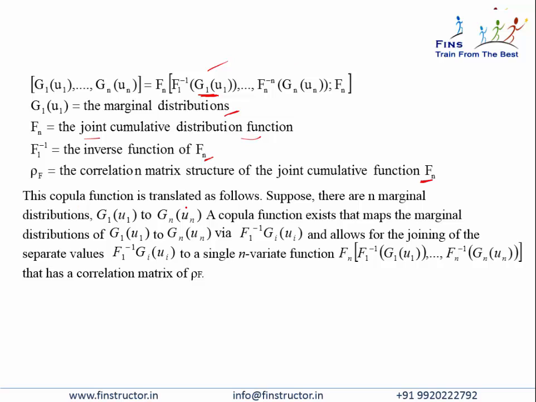So this copula is defined as follows. Suppose there are n marginal distributions, that is, n individual distributions. A copula function exists that maps the marginal distributions via this inverse function and then allows for the joining of the separate values to a single n-variate function that has a correlation matrix of rho_F. I expect this definition possibly to be directly tested, so you must understand the process that we are trying to accomplish. Detailed mathematics I don't expect to be asked on the exam.